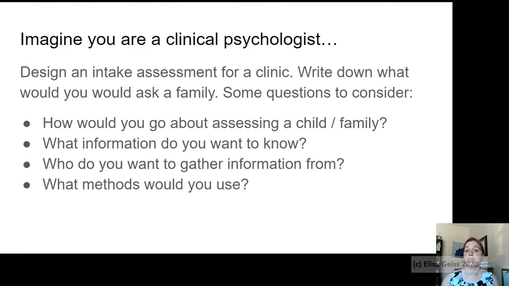So what I want you to do right now is imagine. Pretend that you are a clinical psychologist and you have a child coming in for treatment. You want to conduct your own assessment. What are the things that you really want to find out about a child who's coming in, right? We already know that there is some sort of distress, dysfunction, danger, or deviance probably, if they're coming in for treatment. So what are the things that you want to know about? Who would you talk to? What type of information do you want to gather? And what methods would you use?